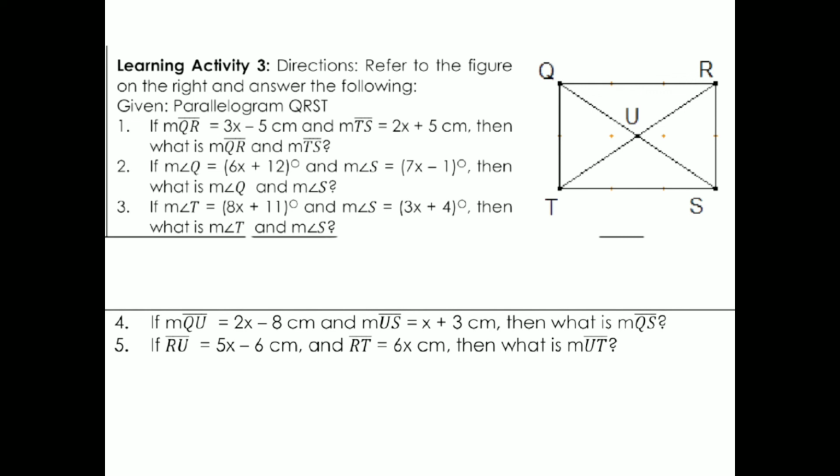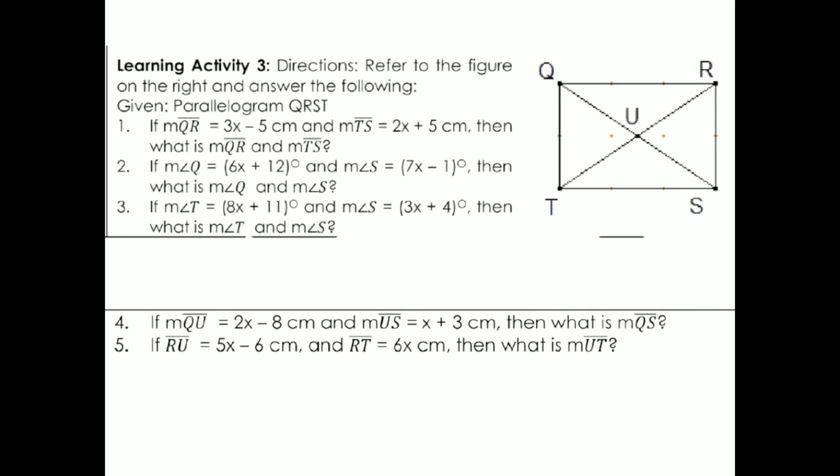Then ang lalabas is 3 halves, or 1.5. 1 and 1 half, so 1.5. So 1.5 plus 1.5 is equal to 3. And then yung answer natin na hinahanap, since yung 6x ay imu-multiply natin ng 3 halves, so magiging 3.